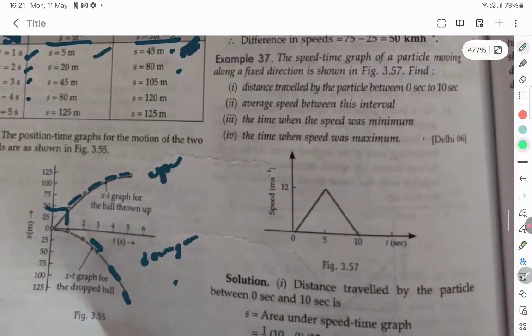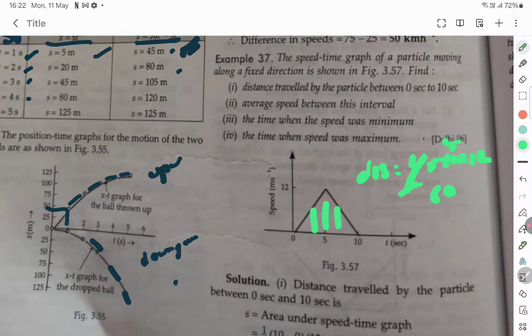So look at this. In this graph, they're asking the distance traveled by the particle from 0 to 10 seconds. Speed time graph is given. When you do the area under this graph, you get distance, which is half into base into height. Height is nothing but 12. Just substitute the value. You get 12 into 5, which is 60, is the distance.